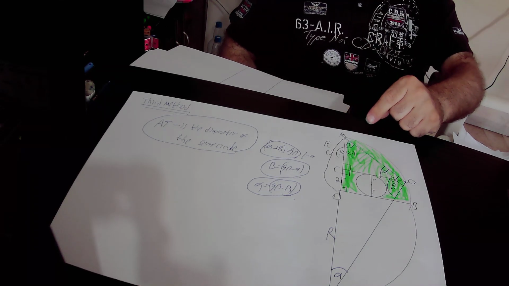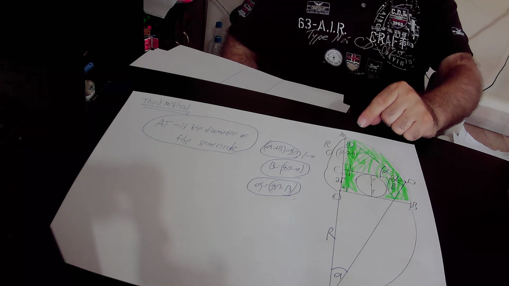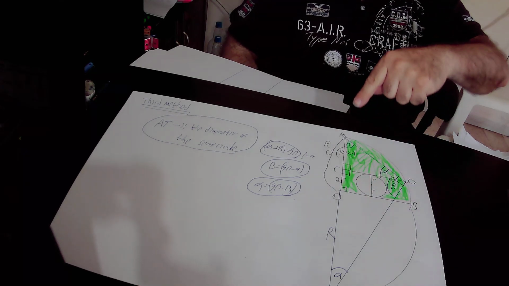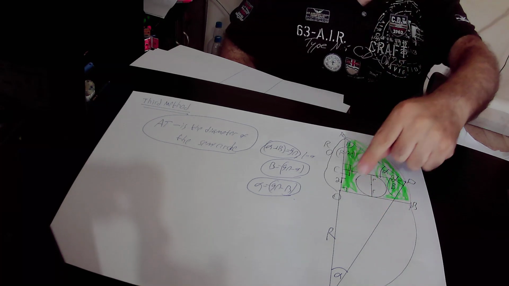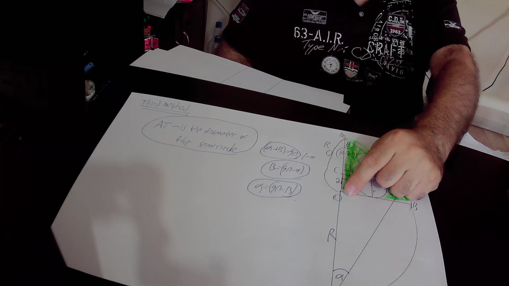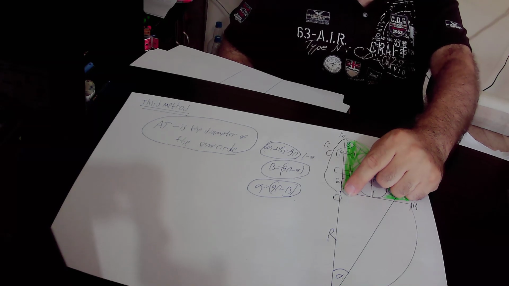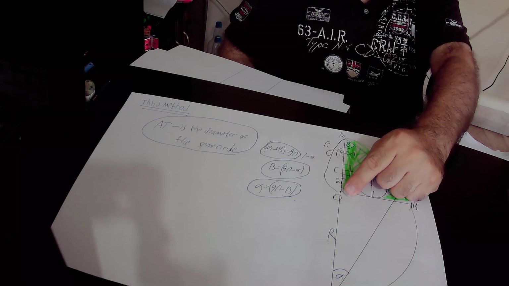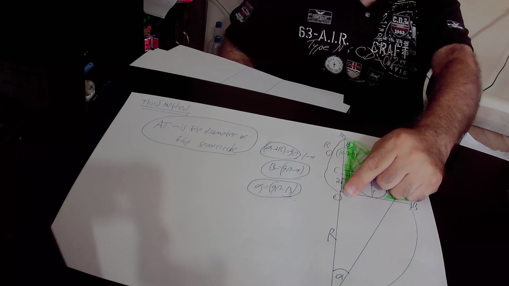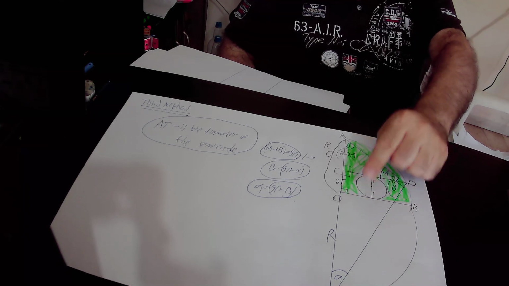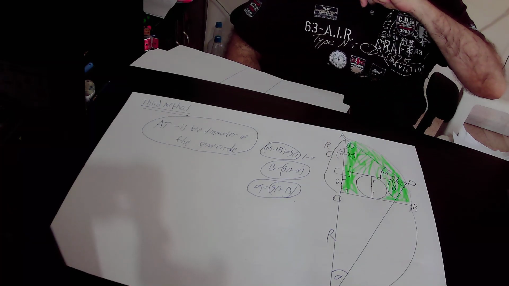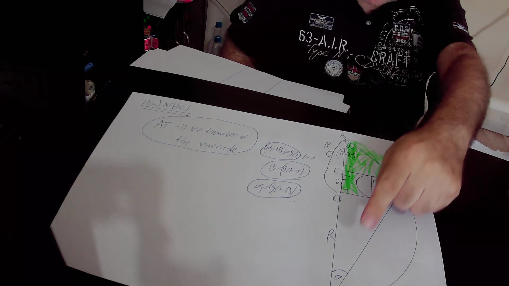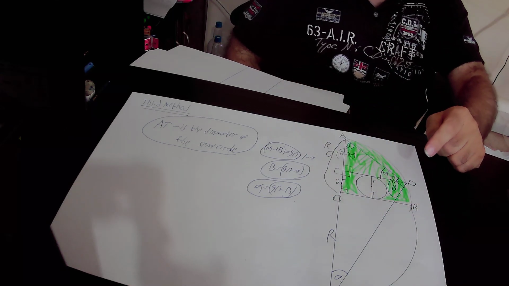Because we can see AT as a chord that passes through the center of a circle or a semicircle. Any chord that passes through the center of a semicircle or circle must be the diameter of the circle. Therefore AT is the diameter of the circle or the semicircle. AT is the diameter of the semicircle.